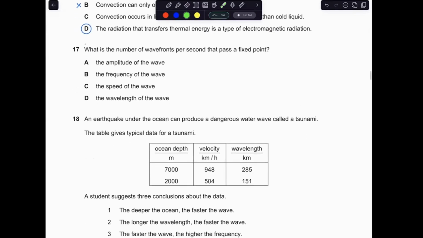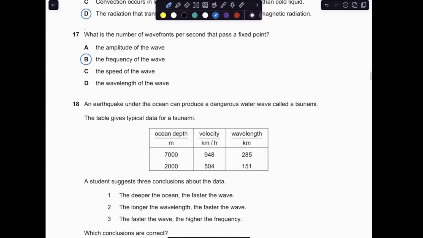Okay, what is the number of wave fronts per second that pass a fixed point? Which quantity does that give us? Frequency. Yes, because each time a wavefront passes, that's one wave. And then we count the number of waves in a second, that's the frequency.